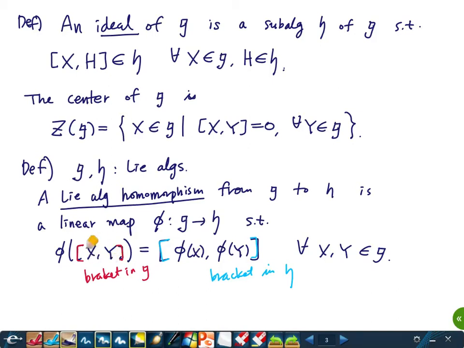This has to be the Lie bracket in G. This has to be the Lie bracket in H. So there is no confusion. So we will just write this way.